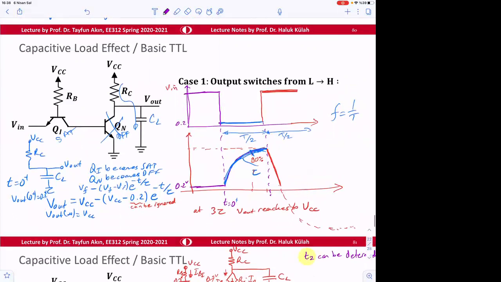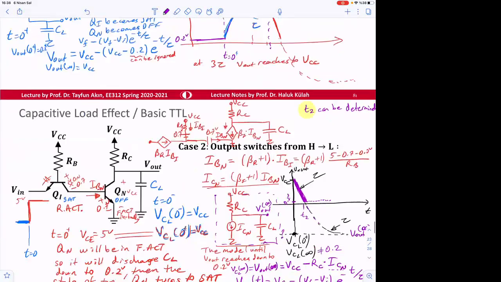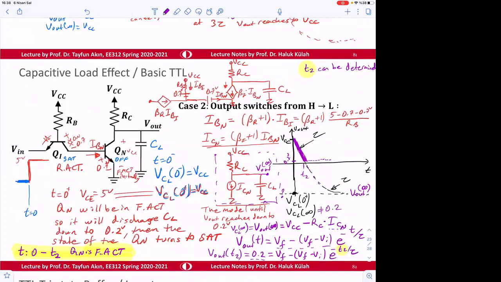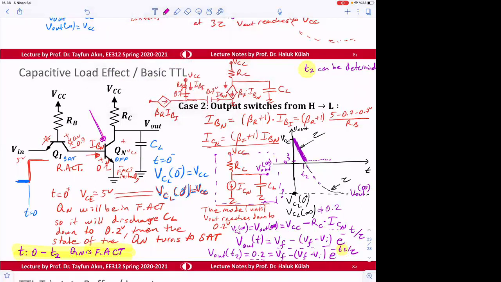Here, for the charging, there is passive charging, so the charging is only through R_N and CL. Whereas during the discharging, there is an active element. The active element helps to discharge CL very fast. Is that okay?